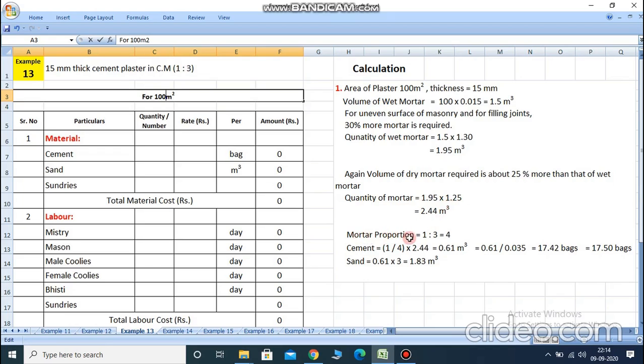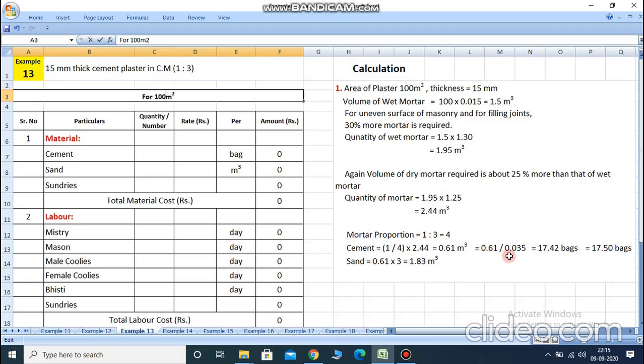Now mortar proportion. The mortar proportion given here is 1:3. So 1 plus 3 is equal to 4. So for finding out the cement quantity, 1 divided by 4 multiplied by 2.44, the quantity of the mortar. So we got the answer 0.61 meter cube. So 0.61 divided by 0.035. Here 0.035 is the volume of 1 bag of cement. Here we got the answer in meter cube, but we take the quantity of cement in the form of bags.